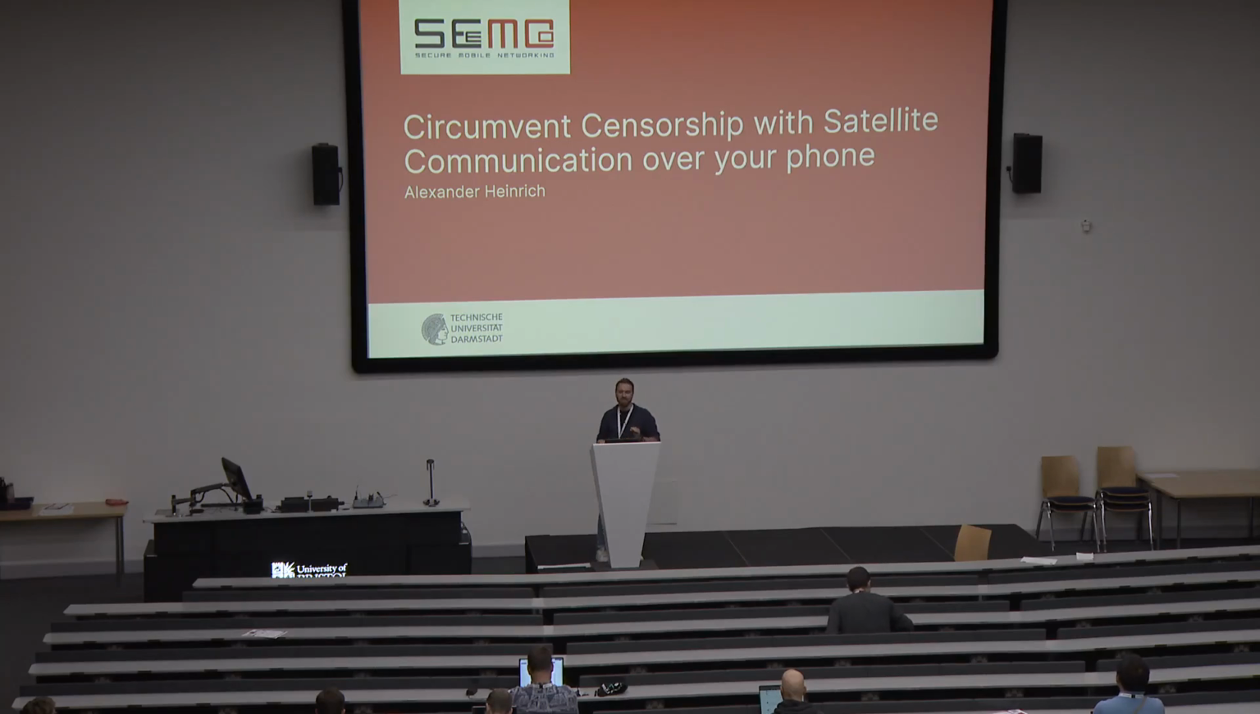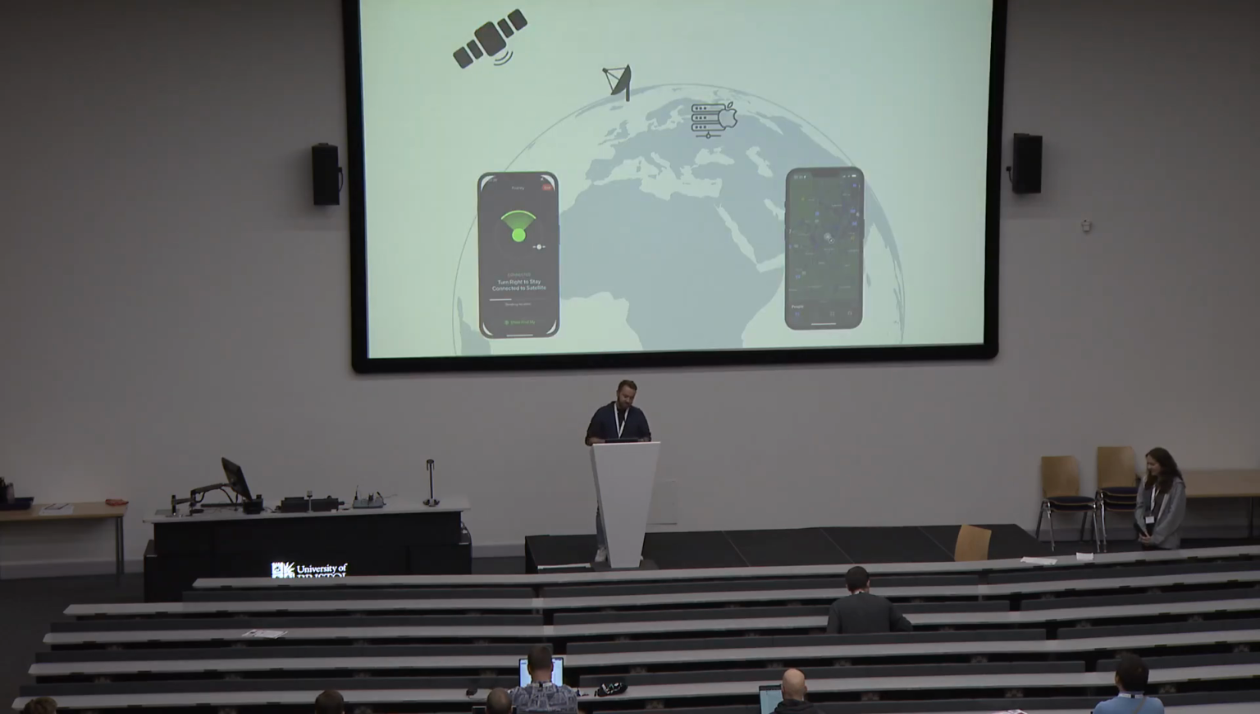Yeah, I just want to give a really quick lightning talk about how to circumvent censorship with the satellite communication that you already have on your smartphone. So what we're doing, there is a new feature on iOS. It's called satellite. It has several satellite communication features, and it allows you to send your location to your friends when you are off the grid.